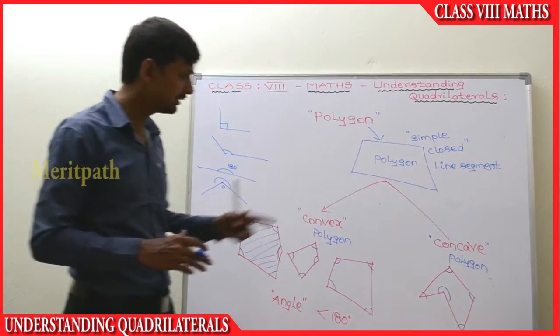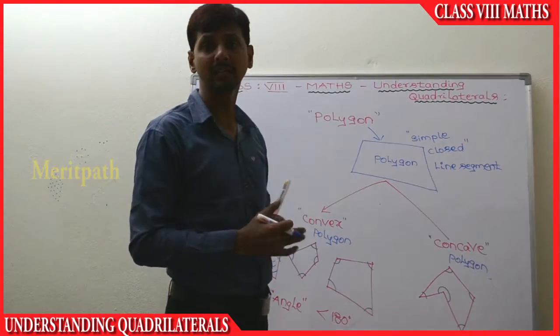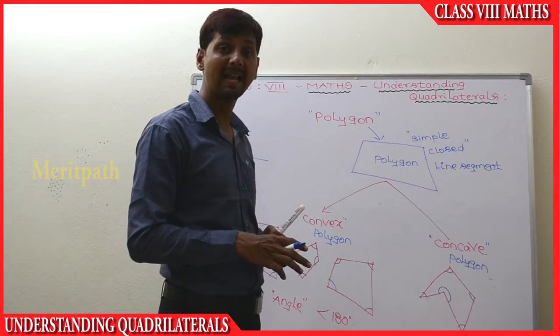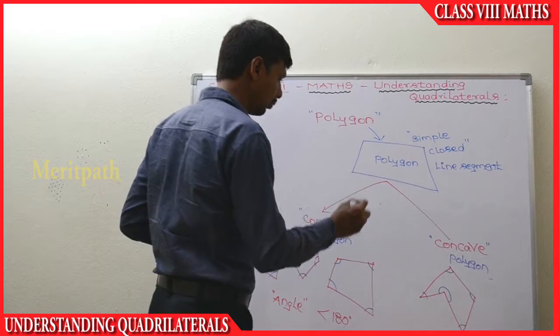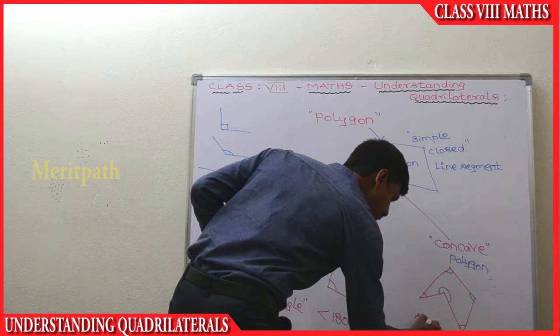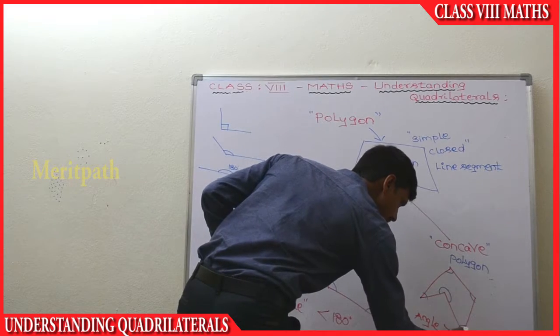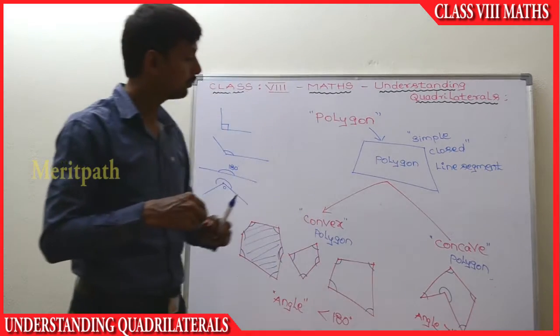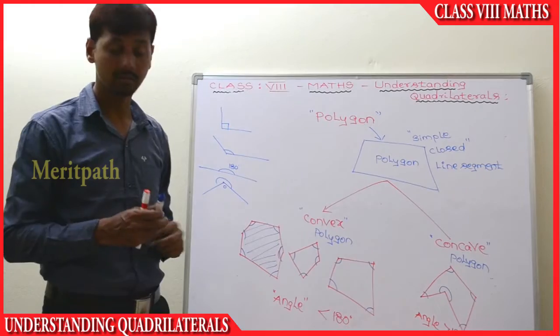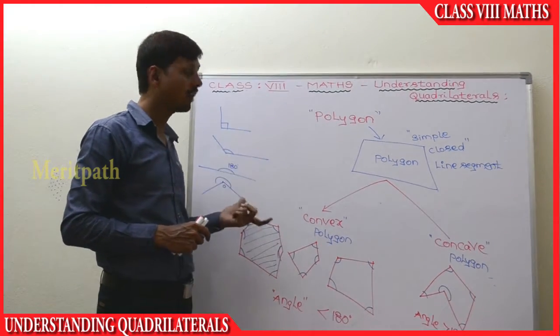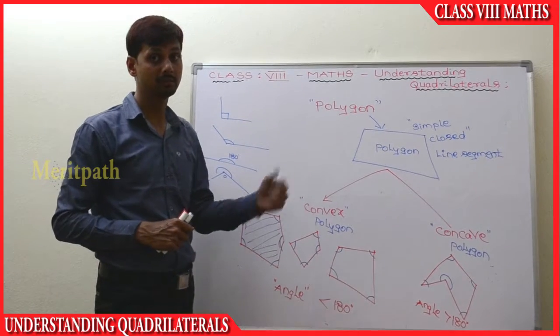So if one of the angles of a polygon is more than 180 degrees, then we call it a concave polygon. At least one angle is greater than 180 degrees. So we call this kind of polygons concave polygons. Up to now we have discussed the polygon, convex polygons and concave polygons.